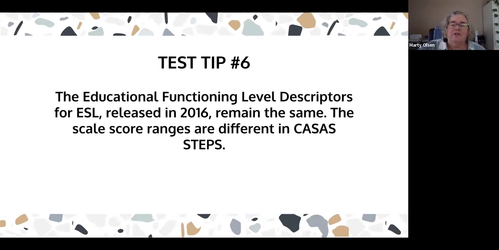The educational functioning level descriptors for ESL were changed in about 2016, and those remain the same. It's the scale score ranges that are different based on the content of the STEPS test. So as long as you put in that you're reporting on the STEPS test, those scale scores will drop your students into the correct level, NRS level. Next slide, please.